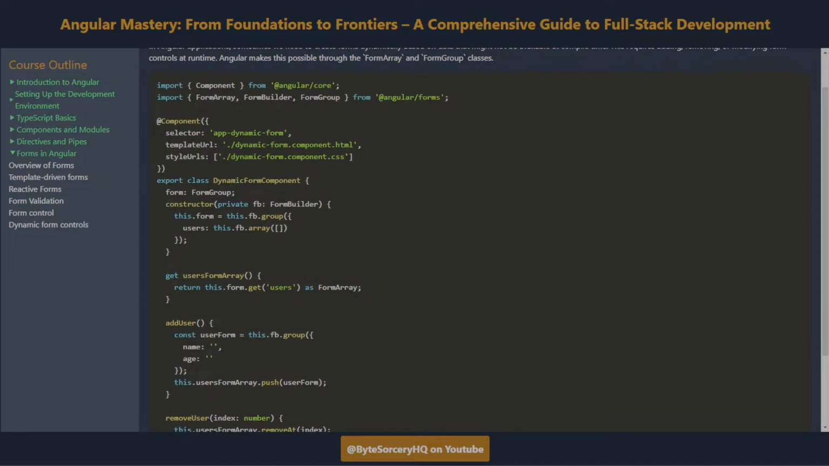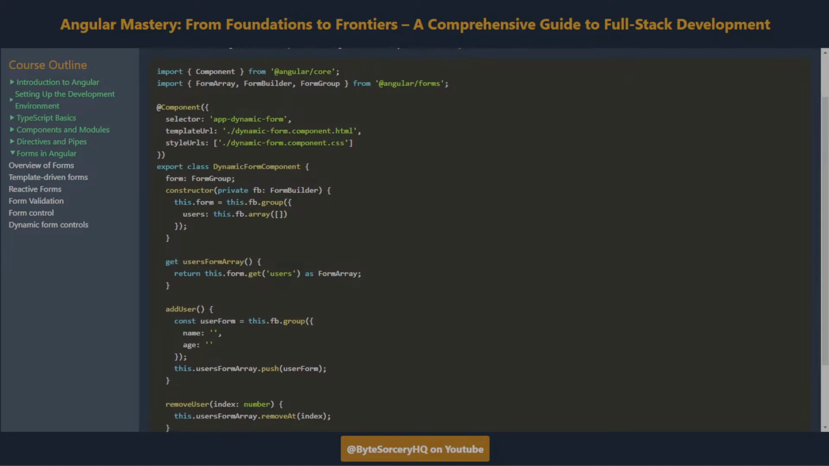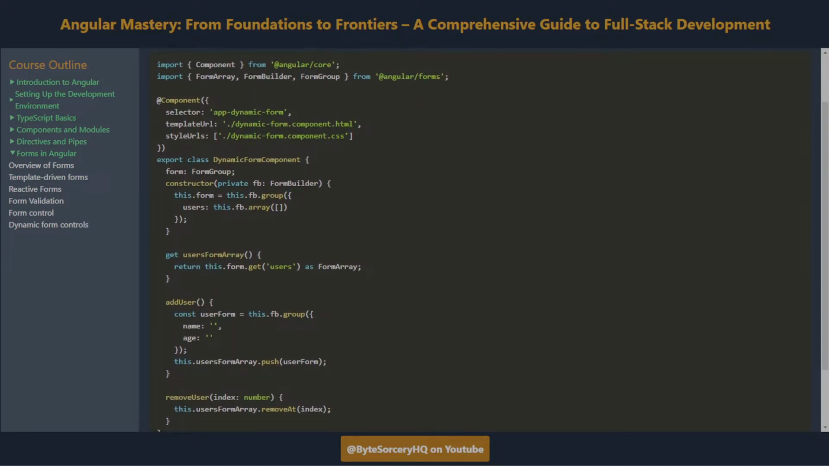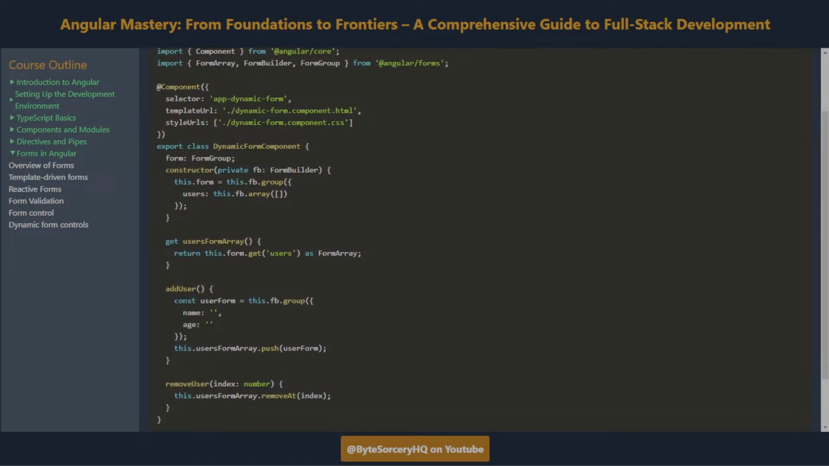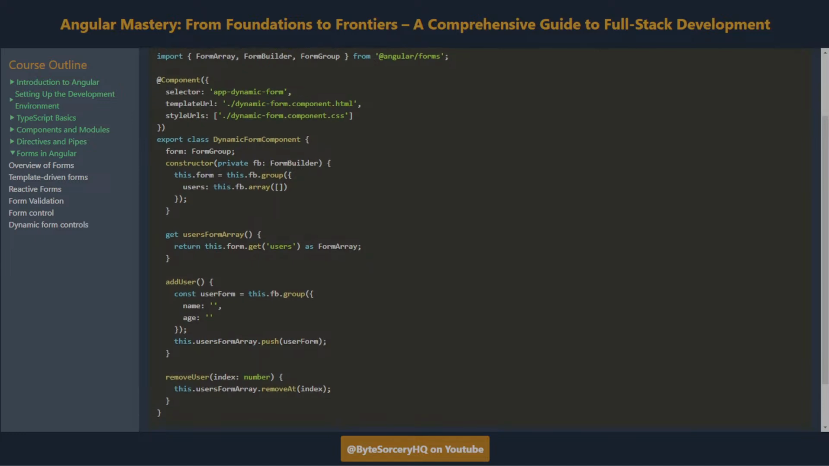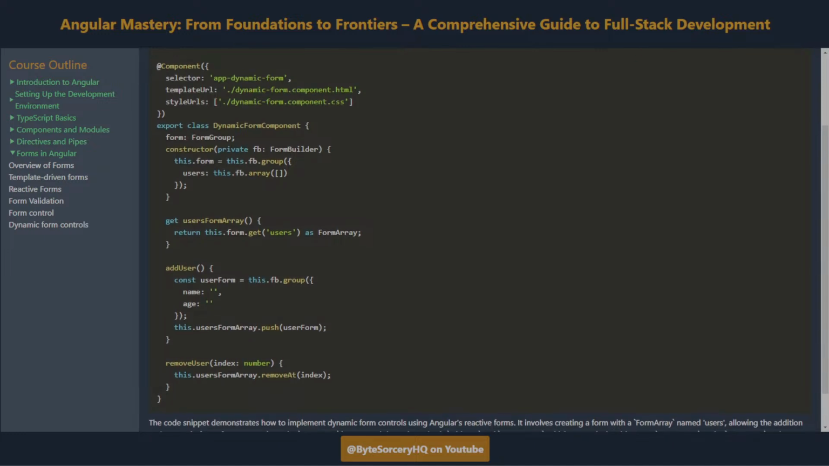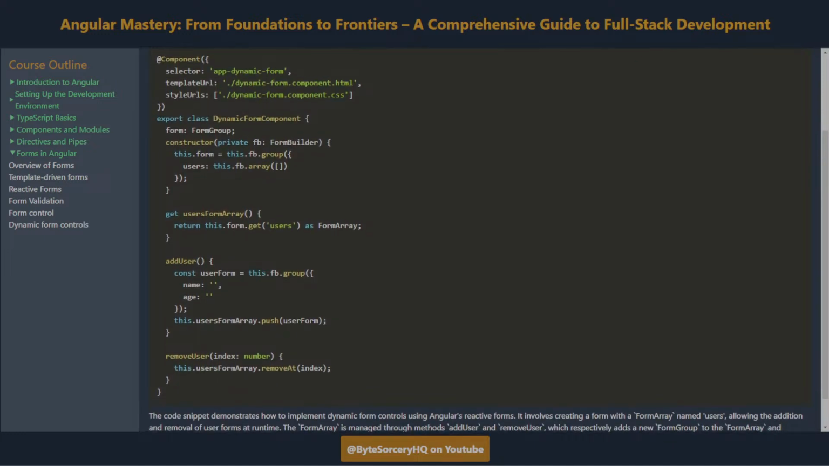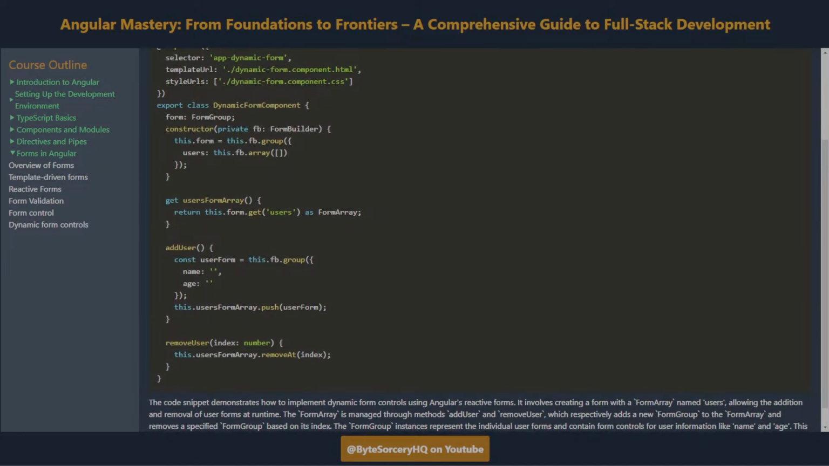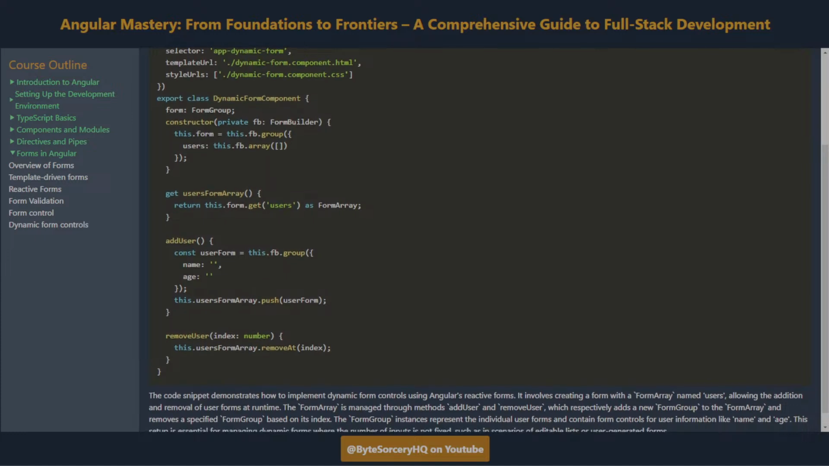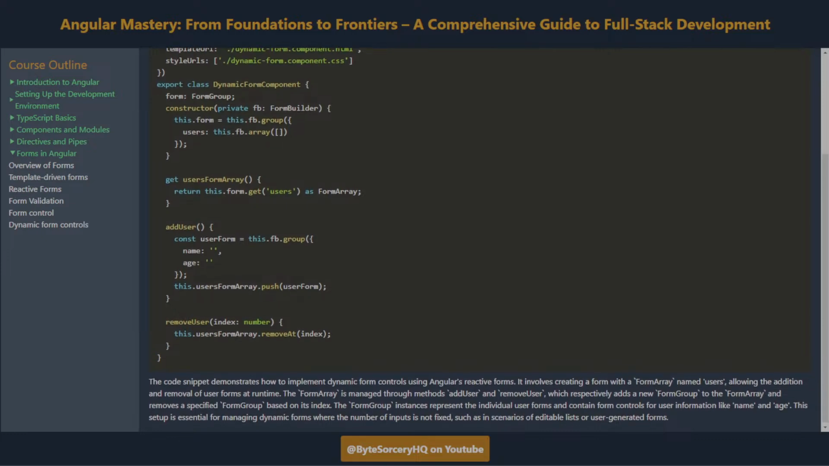The code snippet demonstrates how to implement dynamic form controls using Angular's reactive forms. It involves creating a form with a FormArray named users, allowing the addition and removal of user forms at runtime. The FormArray is managed through methods addUser and removeUser, which respectively add a new FormGroup to the FormArray and remove a specified FormGroup based on its index. The FormGroup instances represent the individual user forms and contain FormControls for user information like name and age. This setup is essential for managing dynamic forms where the number of inputs is not fixed, such as in scenarios of editable lists or user-generated forms.